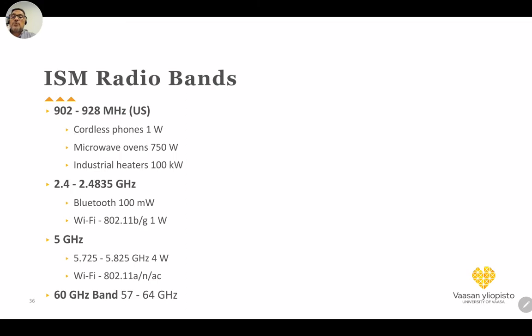This band is used for cordless phones, for example, some microwave ovens, and industrial heaters. But the band is available, so it can be used by other systems. One of the systems that they suggested to use it is called long range WAN. So in the US they also use this band for long range communication. It is mainly used for devices and for Internet of Things applications.